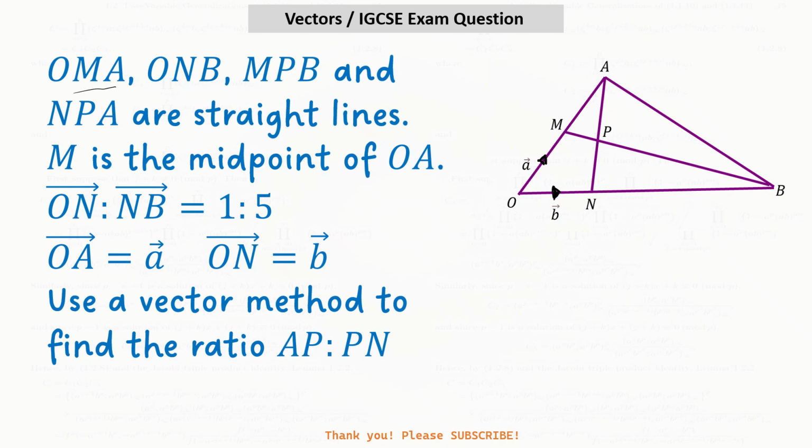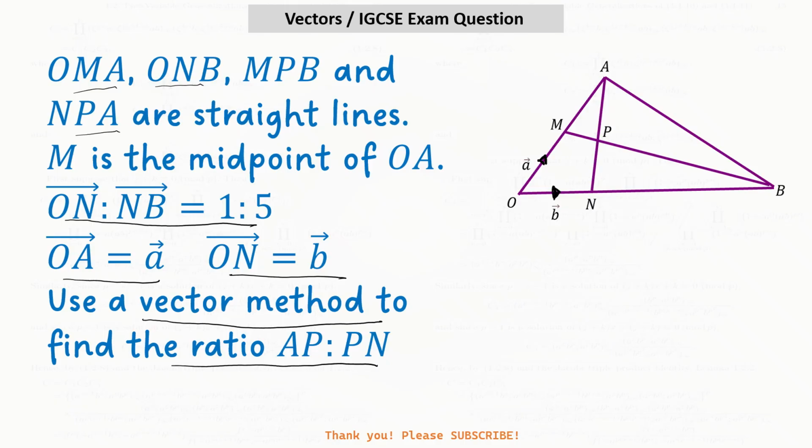So OMA, ONB, MPB and NPA are straight lines. So these are the straight lines. Okay, and M is the midpoint of OA. ON to NB is 1 is to 5. OA is A, ON is B. Use the vector method to find the ratio AP is to PN.